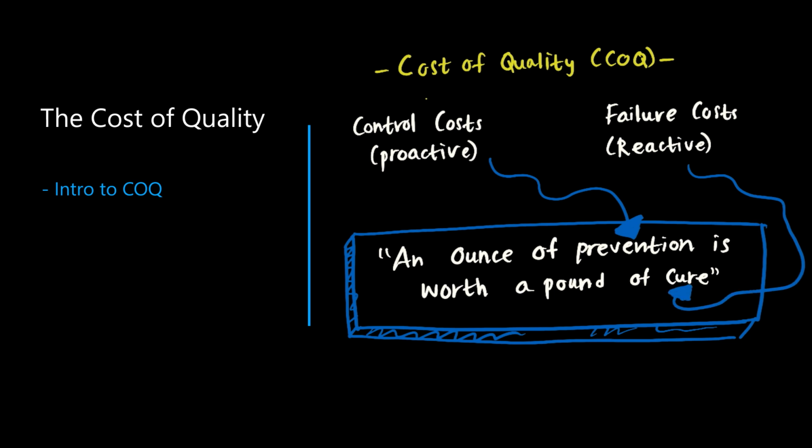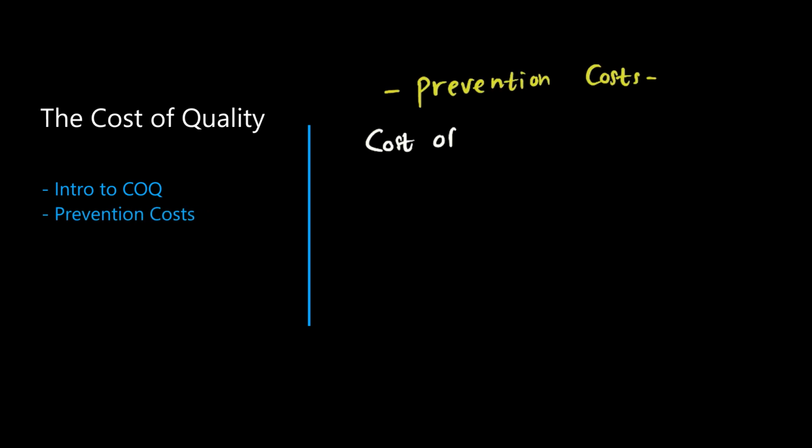Let's think of this like building a house. Control costs are the money you spend proactively trying to make sure the house is built right the first time. The first type is prevention costs. These are the best kind of costs.